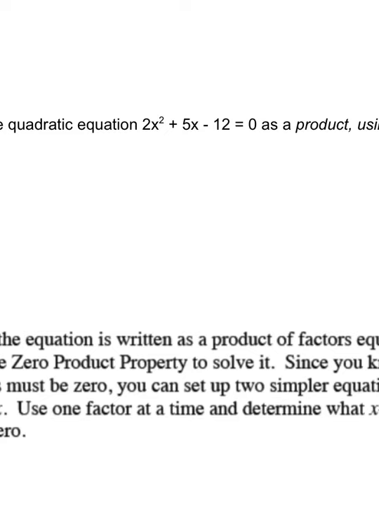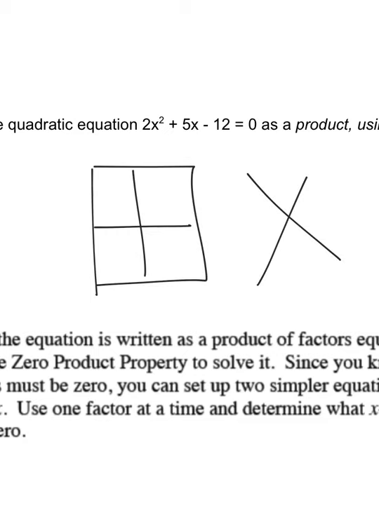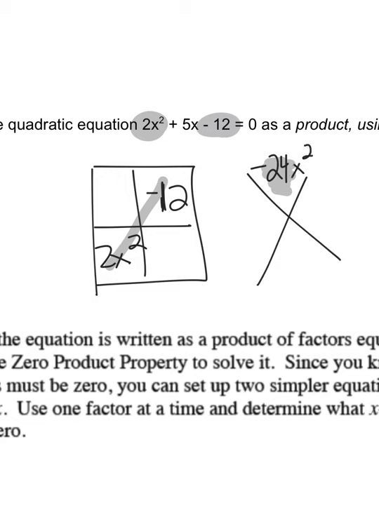2, 5, and 12. No, they cannot all be divided by 2 or anything else, so then we're going to use the rectangle and diamond problem. The 2x squared and the negative 12 go in the diagonal, and then they get multiplied. So 2x squared times minus 12 is negative 24x squared. That diagonal multiplies to the same thing as the other diagonal, and we put this plus 5x here in the bottom of our diamond pattern.